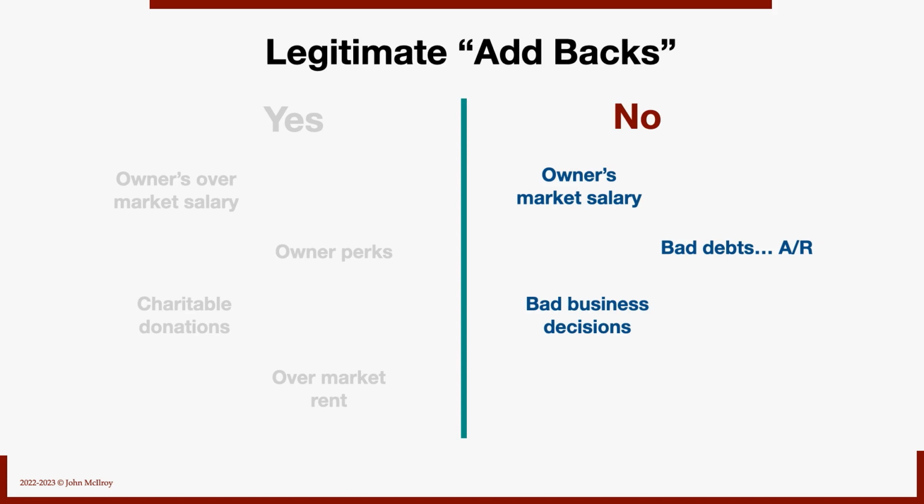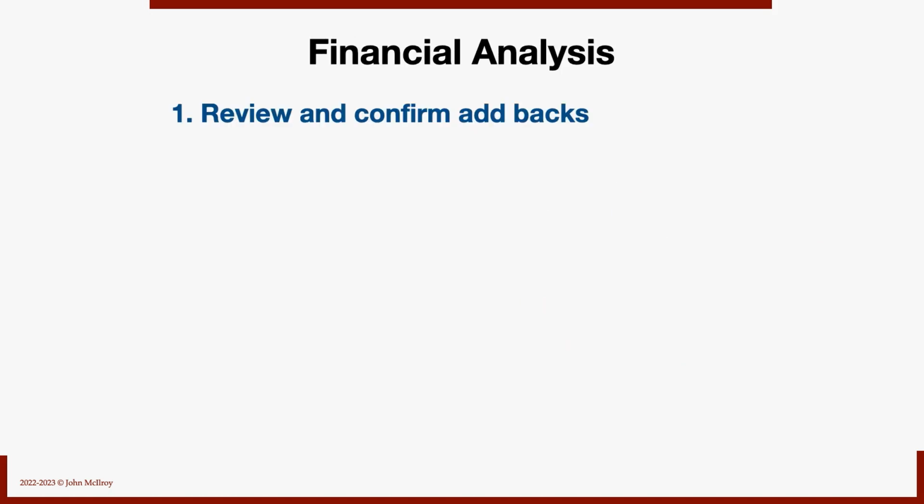Even bad business decisions, very often, I mean, dozens and dozens of times I come across examples. Somebody goes to a conference and spends $40,000 and said, it was a waste of time. We're never doing it again. So therefore, we're going to add it back when we calculate adjusted EBITDA. No, that's not how it works. Bad business decisions aren't legitimate add backs. And a sale of an asset as well is not a true add back and shouldn't be included in your adjusted EBITDA. So that's review and confirm add backs, a super important part of the process of financial analysis. We'll have more to say on that in future videos.